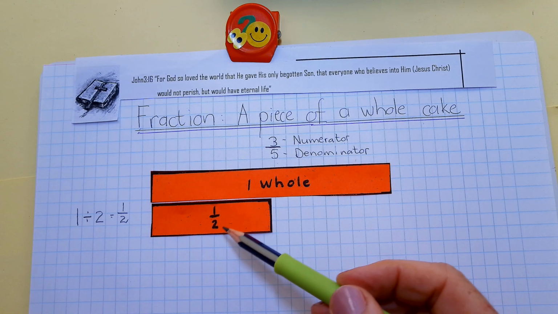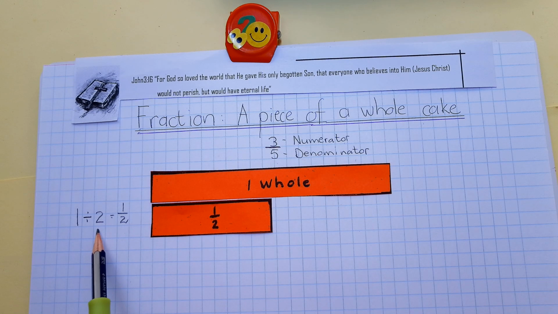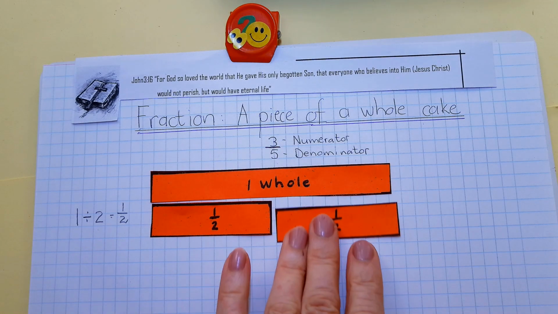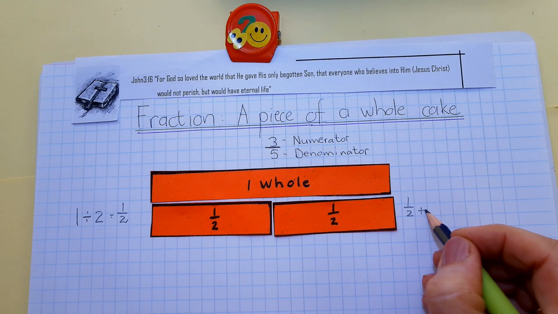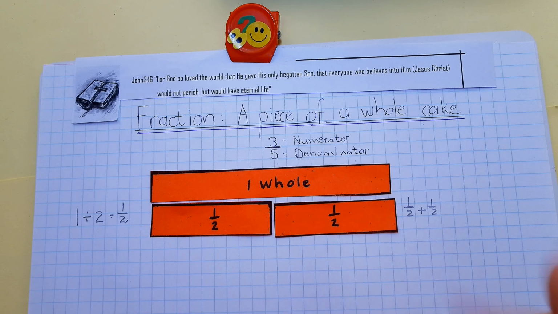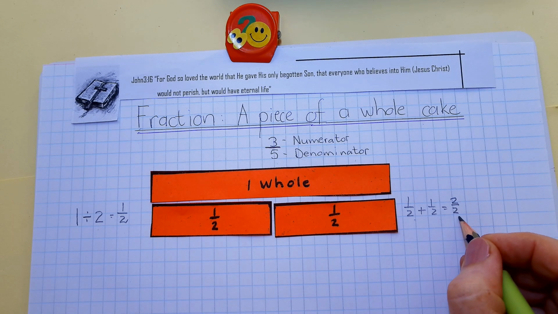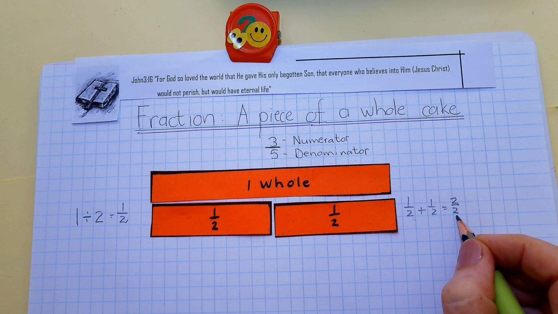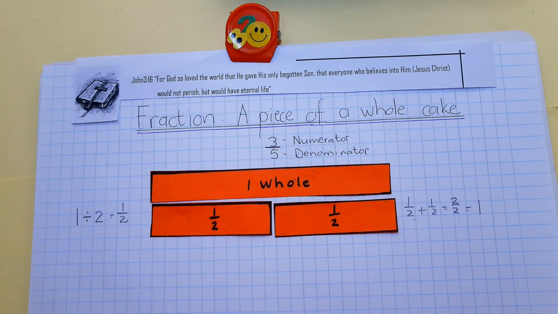Numerator on top, denominator at the bottom. Divide with 2, the denominator will be 2. When I add these two fractions, I've got 1/2 plus 1/2, and that gives me 2 halves. Can you see how the denominator is dominating the whole process? And that equals one whole piece of cake.